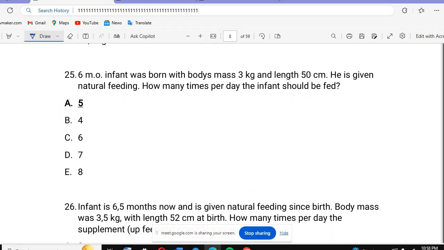A 6-month-old infant was born with a body mass of 3 kg and length 50 centimeters. He is given natural feeding. How many times per day should the infant be fed? Tell me this. Firstly, this is a 6-month-old infant, born with body mass 3 kg, and the length is normal, everything is normal. He is given natural feeding. You have to remember that a 6-month-old child would be fed around 5 feeds per day.